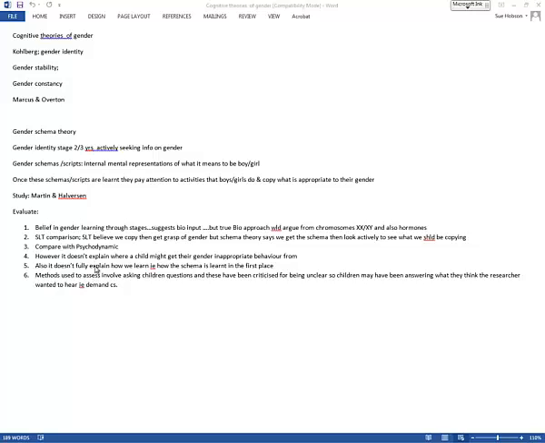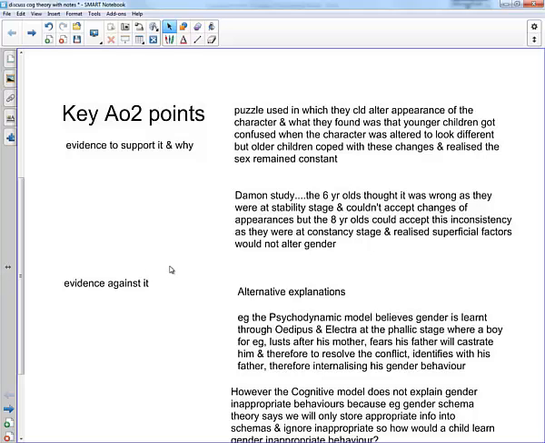If we also pull up another document, let me just show you this document. Okay, and we'll just go through this as well, just to pad it out a little. Just show you some of the things here. Your evidence to support only if it is supporting. So remember, the evidence that was used, for example, was the little puzzle in Marcus and Overton. And what they found was younger children got confused, etc.